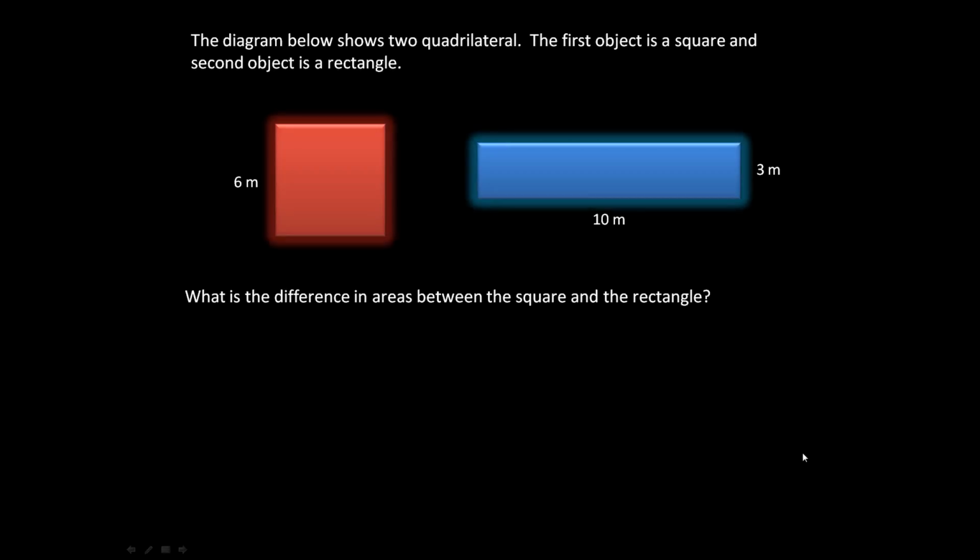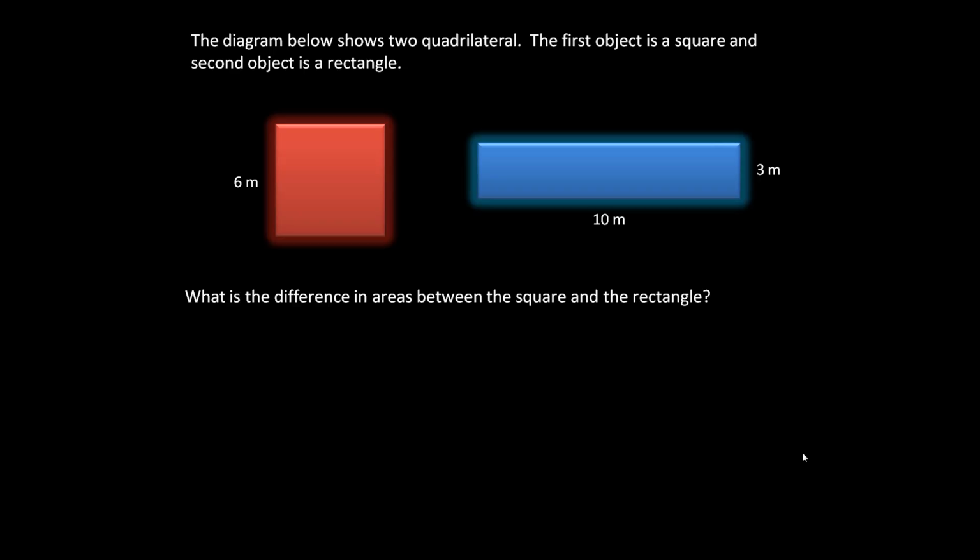In this problem, the diagram below shows two quadrilaterals. Remember, quadrilateral means four-sided objects. The first object is a square, and the second object is a rectangle. The question we have for this is, what is the difference in areas between the square and the rectangle?